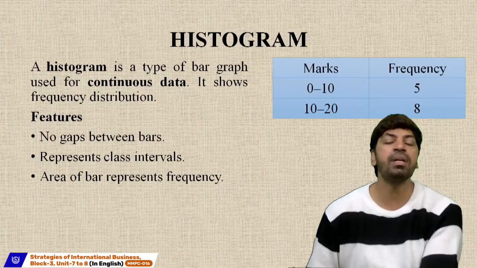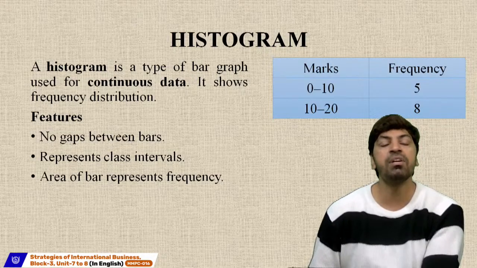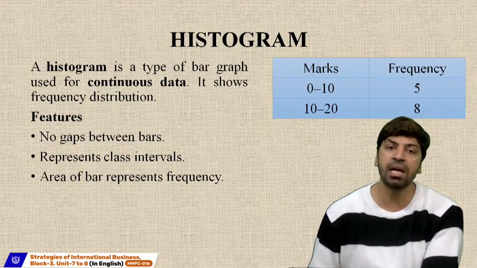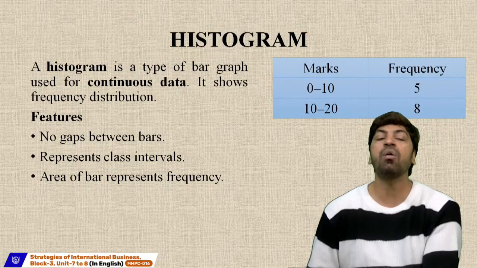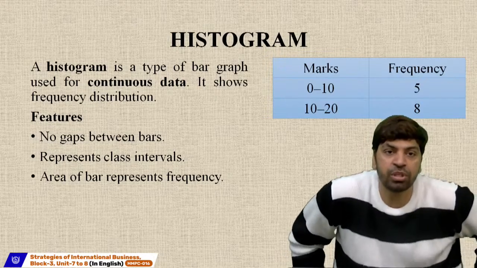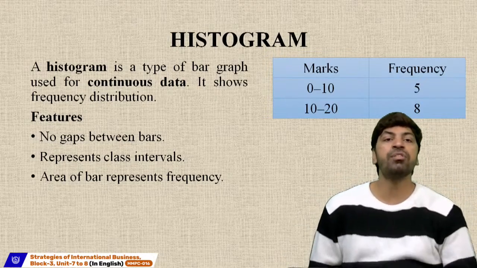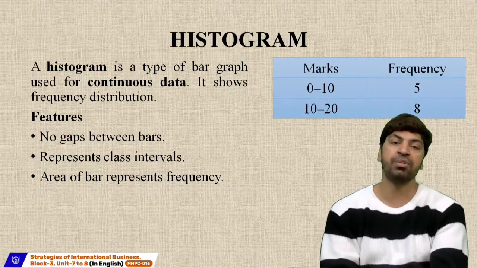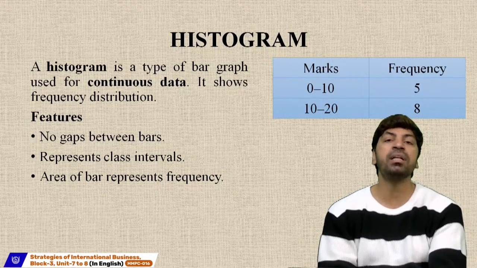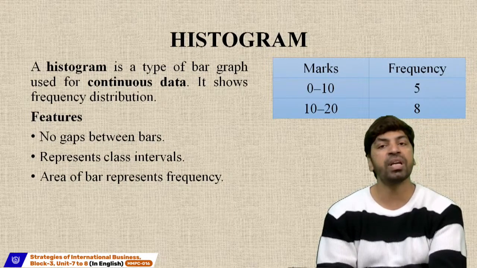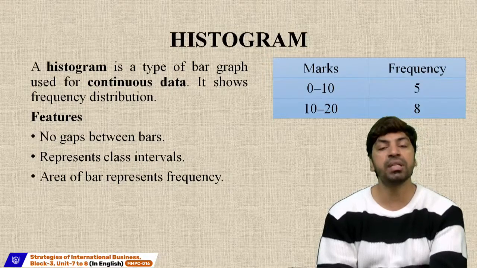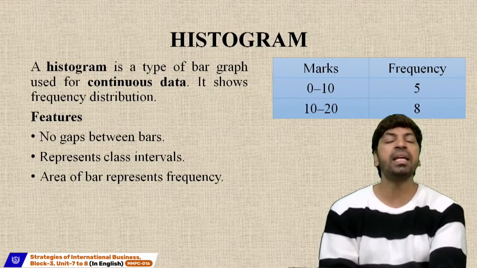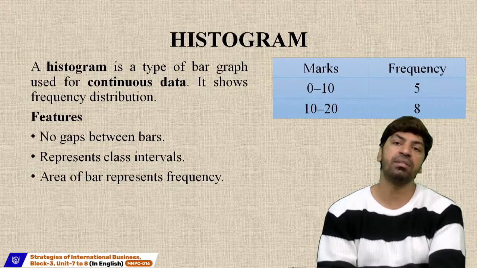A histogram is also one type of bar graph, which is used for continuous data, and it shows the frequency distribution. That means the continuous frequency distribution. A few features of a histogram: there are no gaps between the bars. It represents the class intervals, that is, ranges like 0 to 10, 10 to 20, 20 to 30 and so on. And the area of the bar represents the frequency.